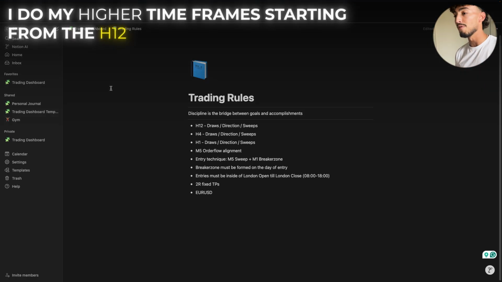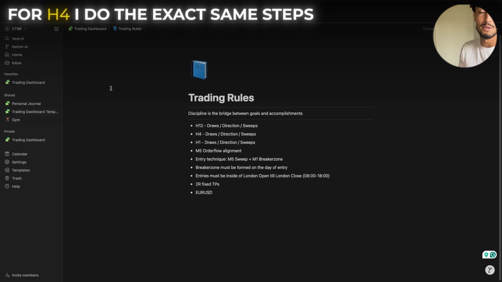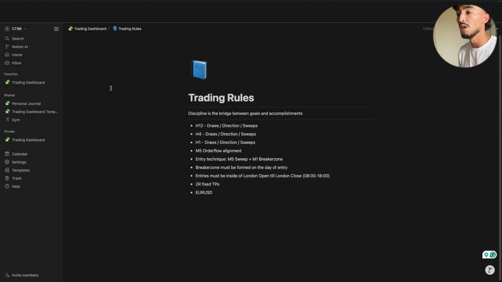So I do my higher time frame starting from the H12. I look for draws for price in the form of order blocks, fair value gaps, H12 direction. For that I use structure, basically, so market structure, and I look for liquidity sweeps on the H12. For H4 I do the exact same steps because price is fractal. What happens on the H12 also happens on the H4, and I gather my confluences in a top-down analysis, basically.